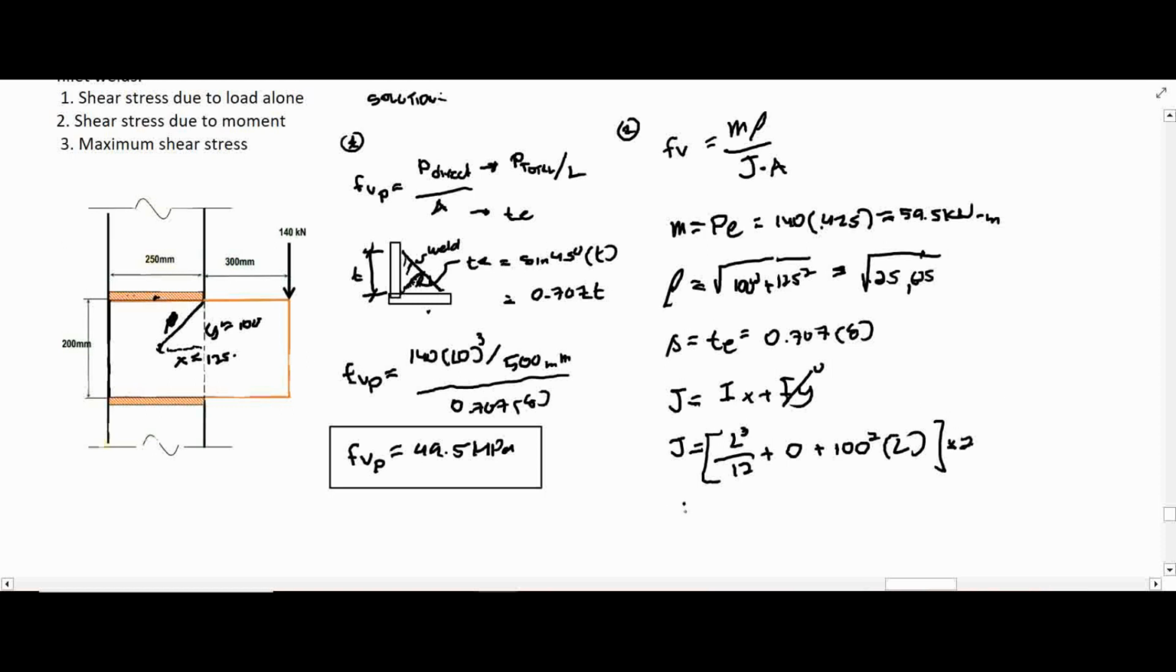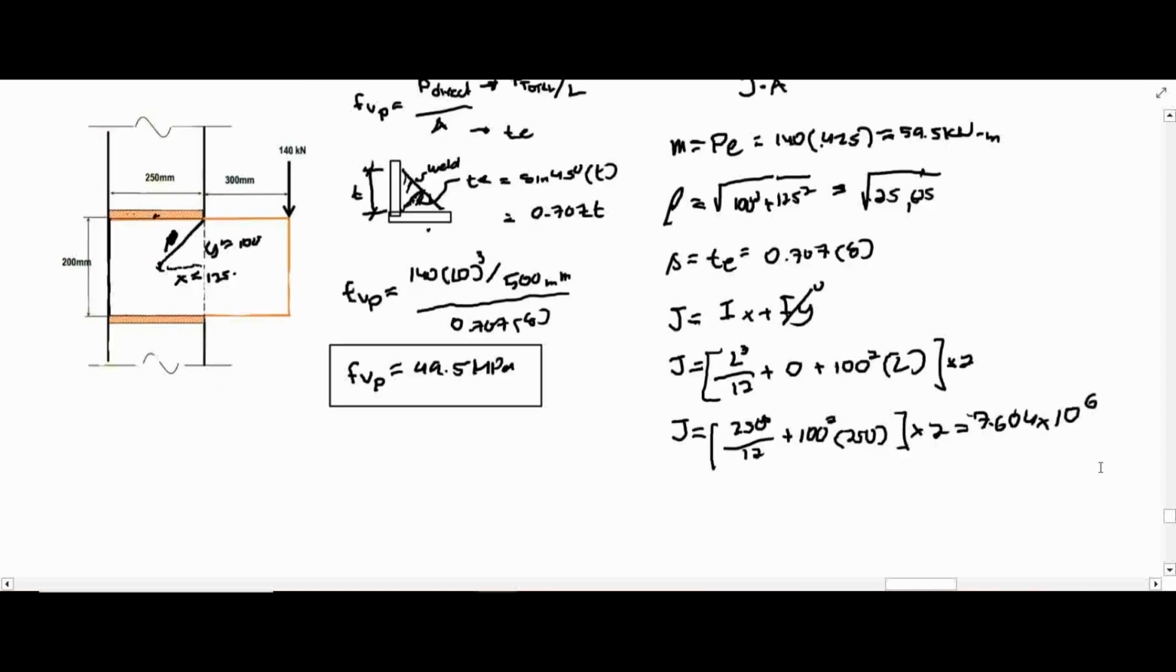Okay, so we can now solve for J. So that's 250 cubed divided by 12 plus 100 squared times 250. So multiply it by 2. So we have our answer, 7.604 times 10 to the 6th power.